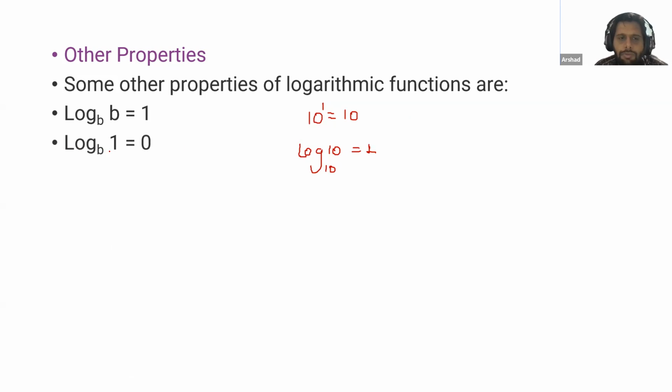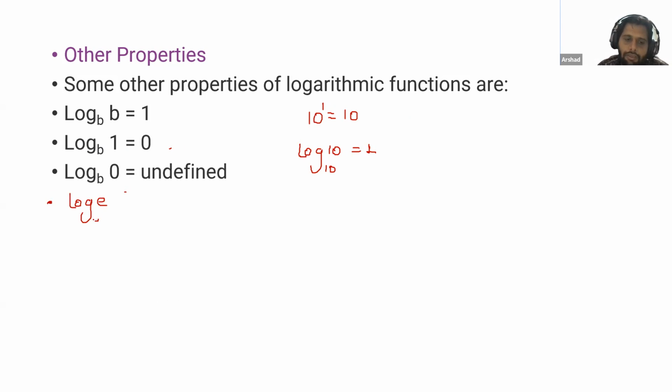Next is log 1 to the base b is equal to 0. Next is log 0 to the base b. This is undefined. Okay. And now, can anyone tell me what is log e? You know the value of e? Log e to the base e. Can anyone tell me the value of this? No? Three? No, it's 1. Please check this property.